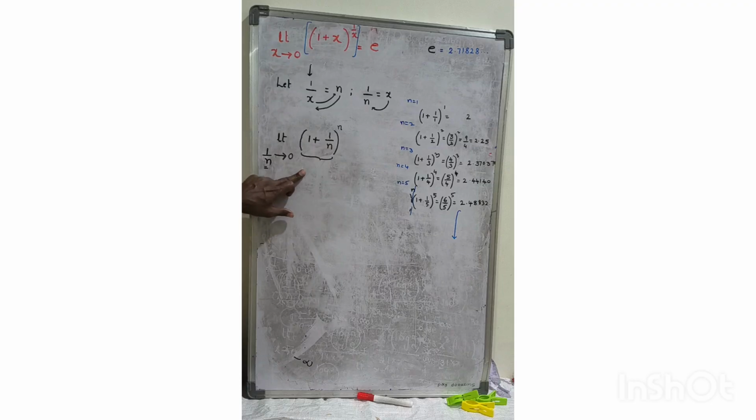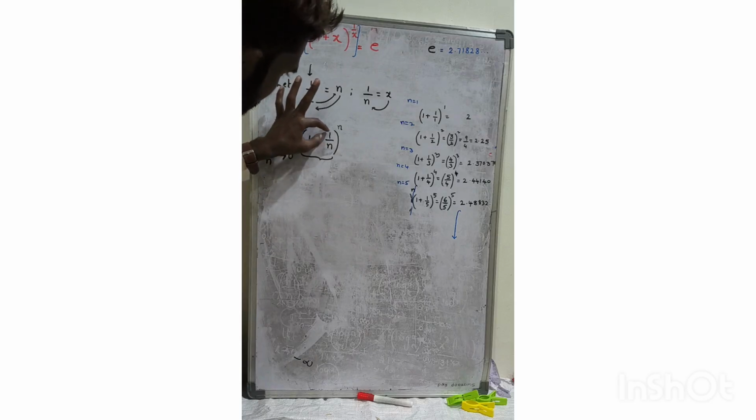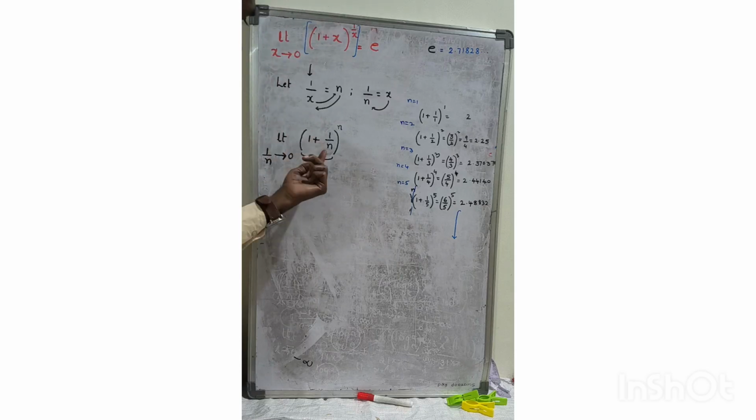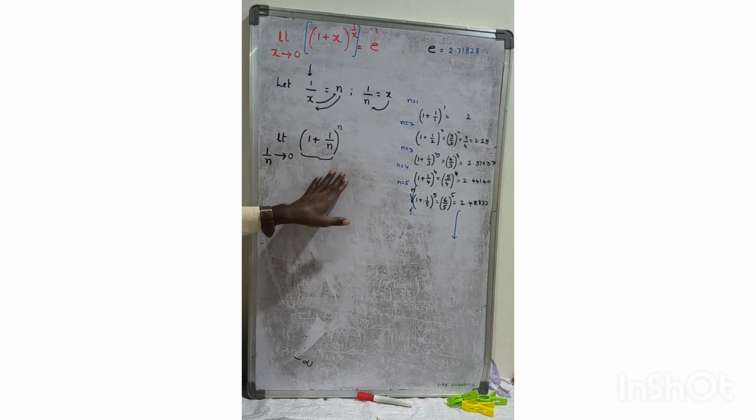For calculation's sake, I have taken this. We need to find the limit of this function. Whenever 1 by n is tending towards 0, that means whenever this value 1 by n is reaching or moving towards 0, then this whole function is going to reach what? That is the meaning of this limit.